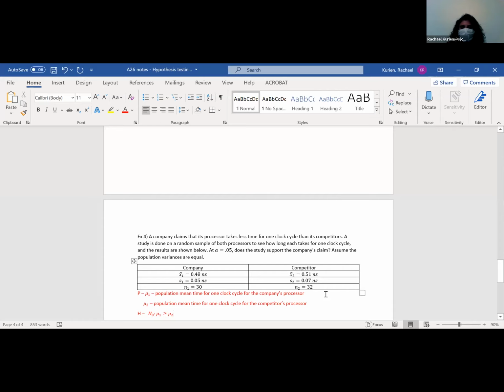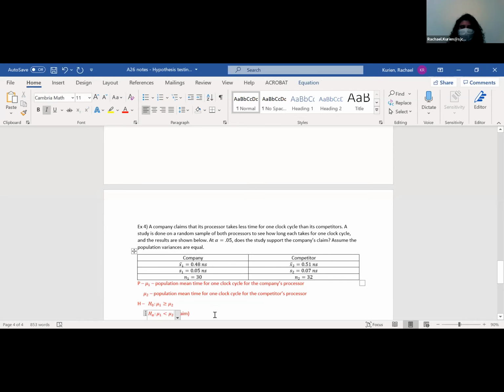All right. So let's talk about the hypothesis. Its processor takes less time. So it is a less than, and that goes in our alternative hypothesis. That's where our claim is. And the opposite of less than is greater than or equal to.